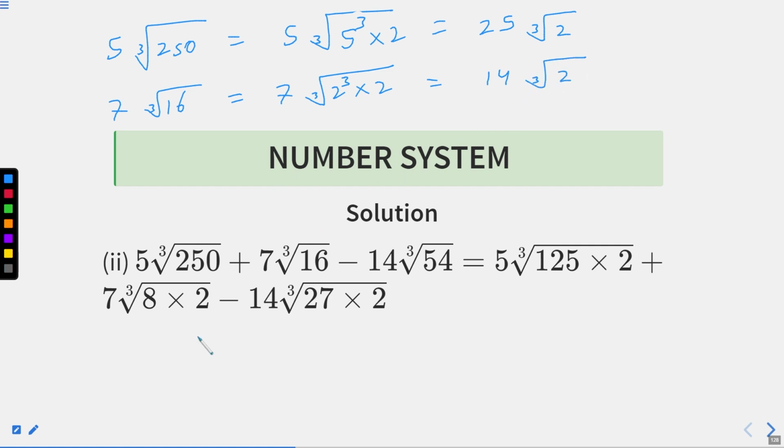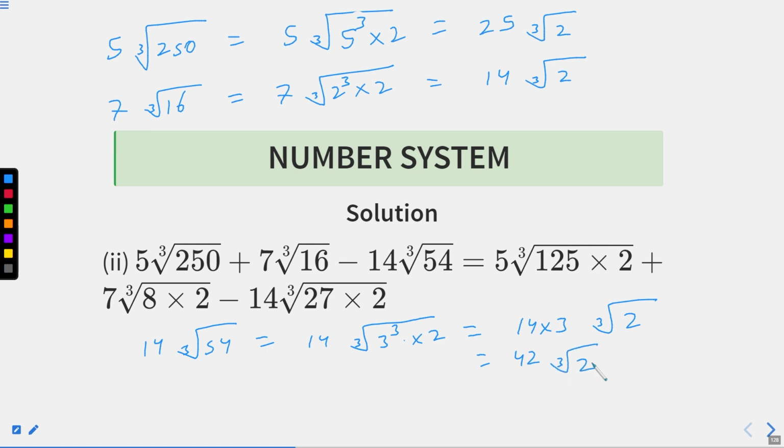Now 14 cube root of 54 is equal to 14 cube root of 27 times 2, and 27 is 3 cubed, which further equals 14 times 3 cube root of 2, and 14 times 3 is equal to 42. Okay, now we just have to do the given operations.